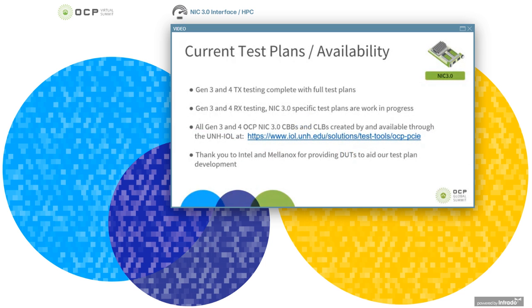The following are the current test plans and availability for NIC 3.0 at the UNH IOL. We offer full on-site testing of Gen 3 and Gen 4 transmitter, complete with full test plans specific to OCP NIC 3.0. We also offer Gen 3 and Gen 4 receiver testing, with NIC 3.0 specific test plans a work in progress. All of our Gen 3 and Gen 4 OCP NIC 3.0 CBBs and CLBs have been created by us and are available to purchase if you would like to perform the testing on your own at the link provided.